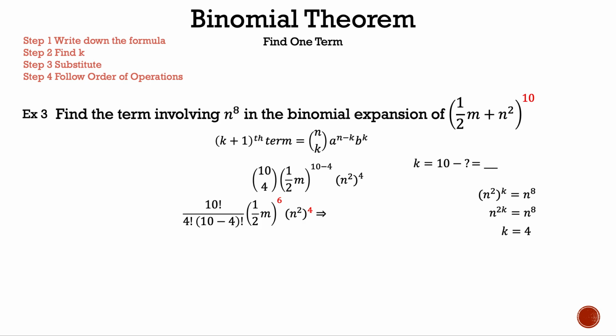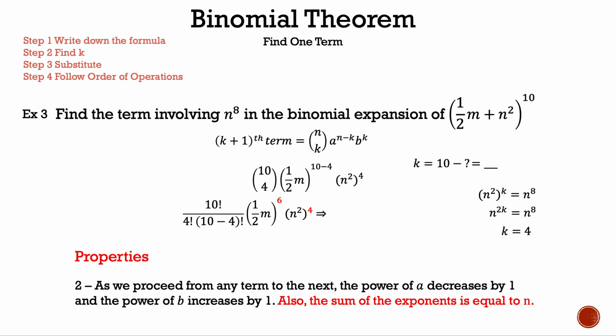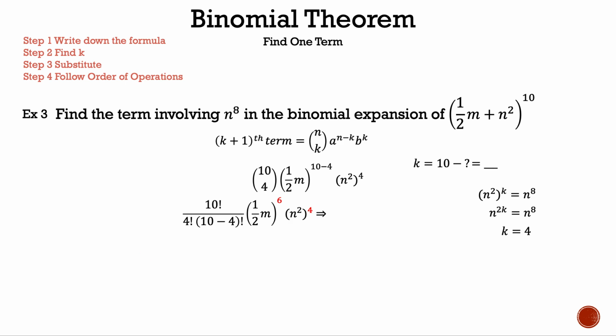Do you think 6 and 4 make sense? Property 2 says, also, the sum of the exponents is equal to n. Since n, our power, is 10, we are right on track, since 6 plus 4 is 10. Now let's simplify our denominator. So the quantity of 10 minus 4 factorial becomes 6 factorial. Let's continue to simplify what we have so far. So 10 factorial over 4 factorial times 6 factorial is 210.